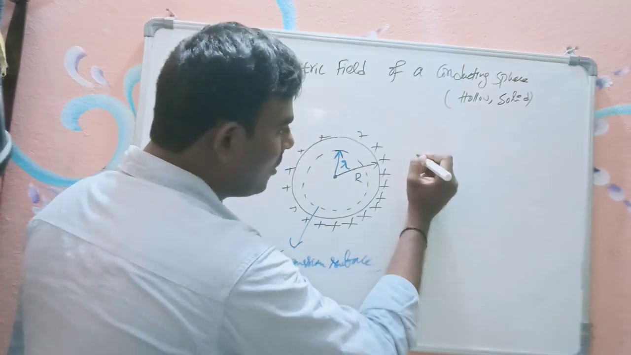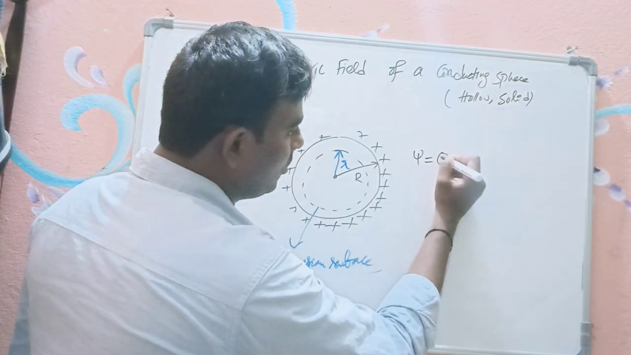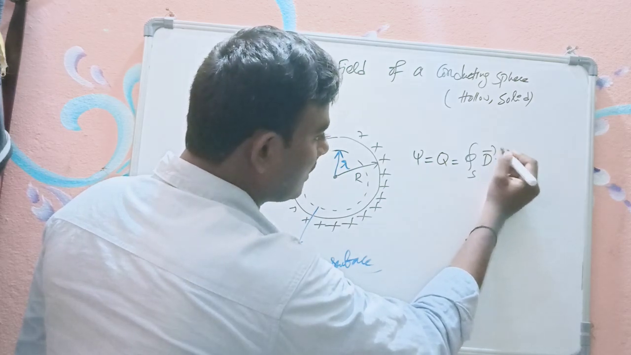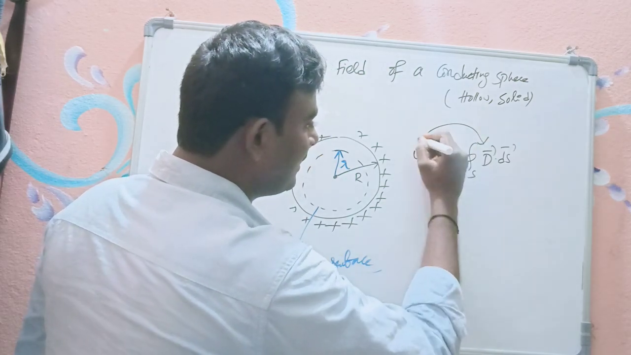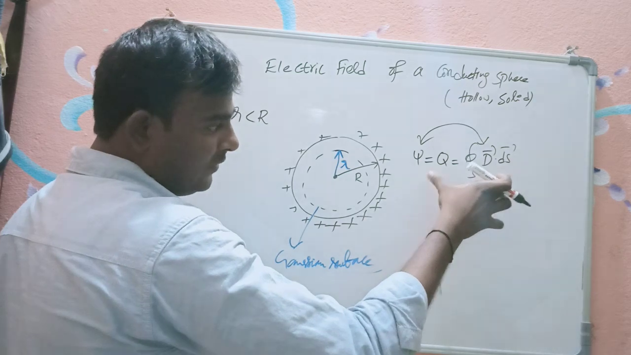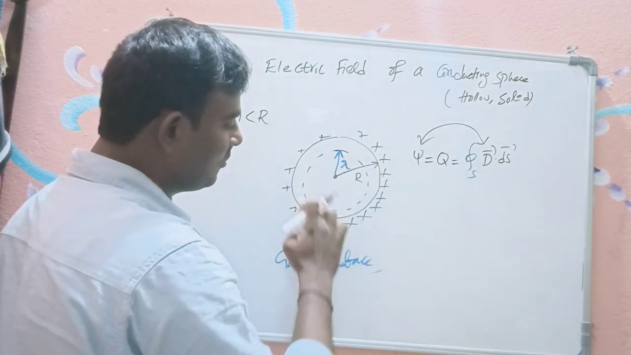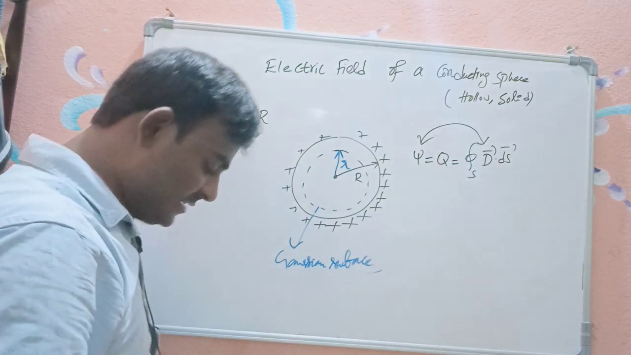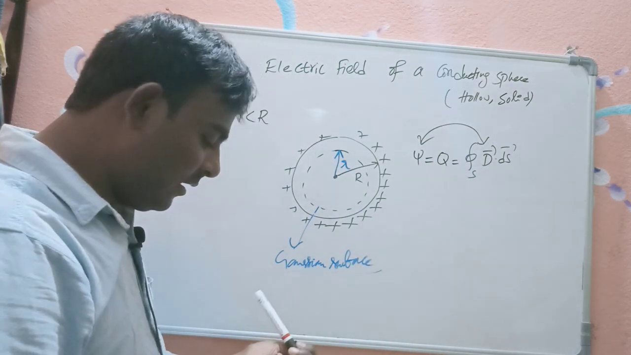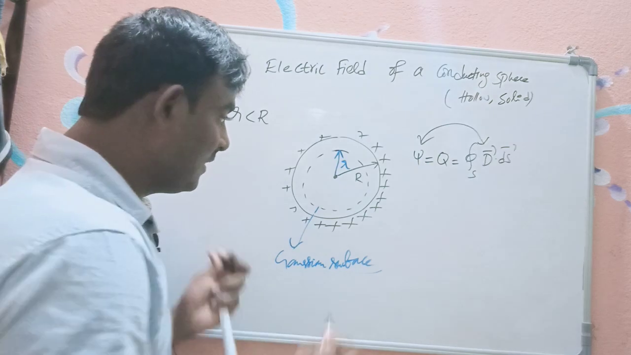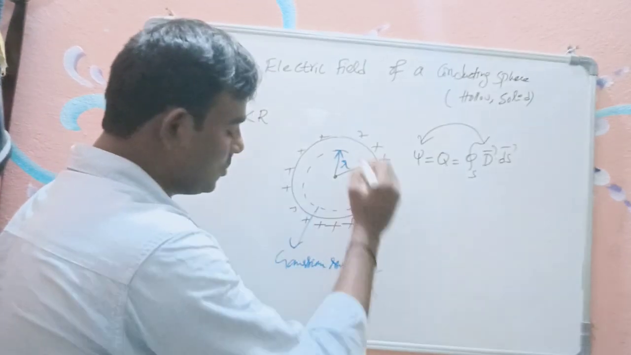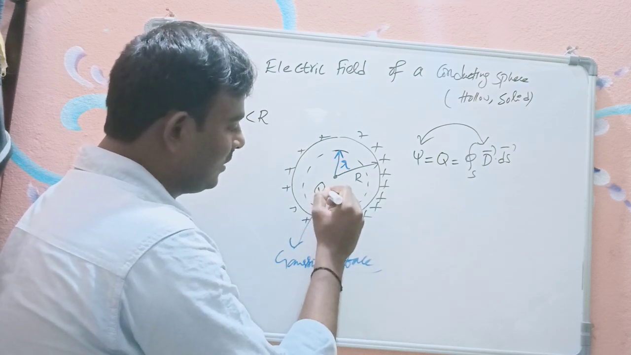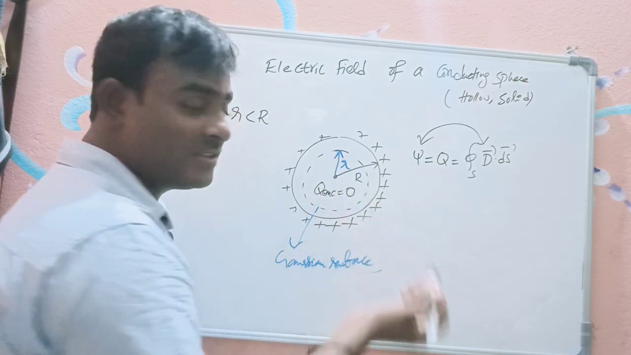See, according to Gauss law, psi is equal to Q is equal to surface integral of D dot dS, means these two are related to total flux. The total flux leaving a closed surface, this is the closed surface, Gaussian surface, is equal to charge enclosed by that surface. Now when you consider this Gaussian surface, which is shown with dotted lines, the total charge enclosed, Q enclosed, for this Gaussian surface is 0.